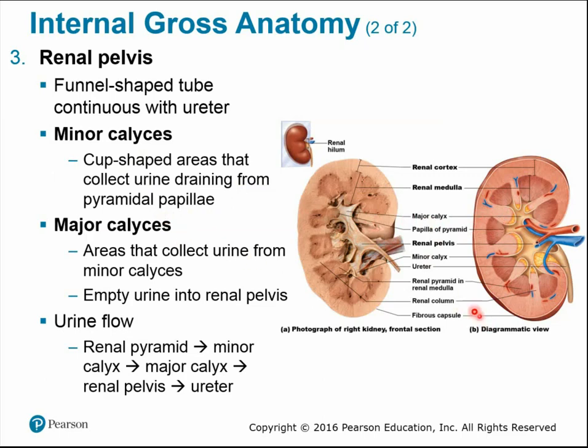Right? So we have a minor calyx here, just kind of at the tip, and then where these all kind of merge together, it's going to form the major calyx. So urine flow after its formation is going to go from the renal pyramid into the minor calyx, which drains into our major calyx, and then the renal pelvis and out through the ureter.